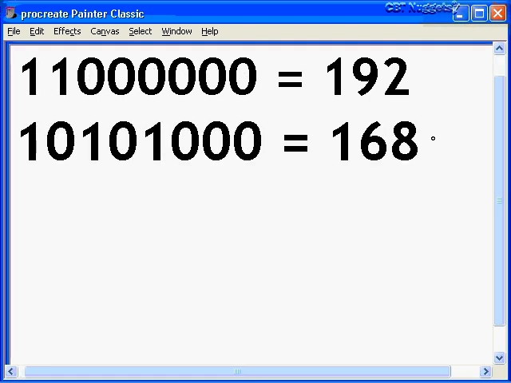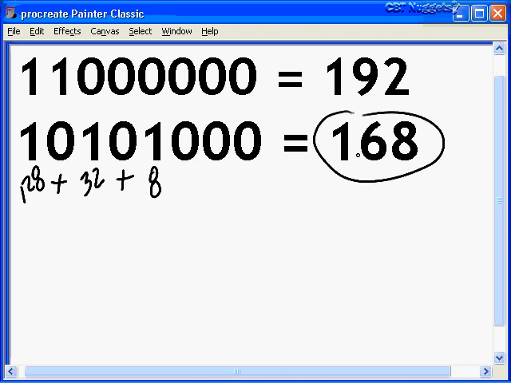The second group of 8 of that original 32 bits, our second octet, has a value of turning on the 128 bit, turning off the 64 bit, turning on the 32 bit, turning off the 16 bit, turning on the 8 bit, and turning the remaining 3 bits off. If you add 128 plus 32 plus 8, you get 168. So the value of the second octet is 168. You seeing it? I know you are.